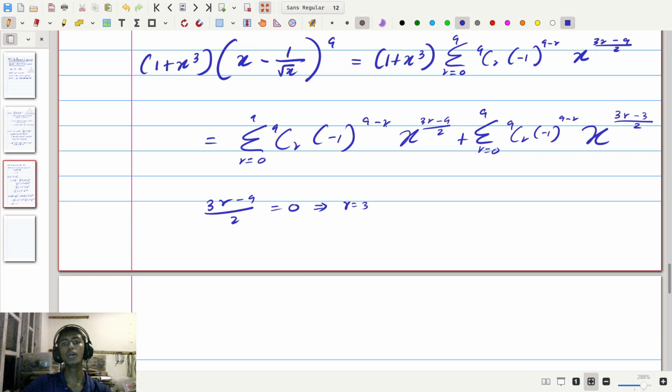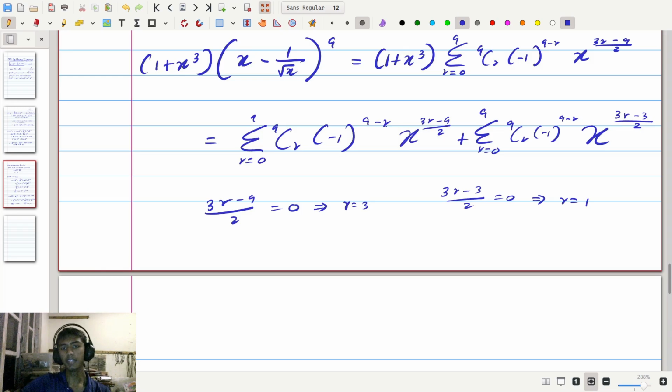So therefore, for this particular sum, at r equals 3, we are going to get a constant term. Similarly, if we consider this other sum, in order to get x to the power of 0, we need this bit here to be equal to 0. So we need (3r minus 3)/2 to be equal to 0. If we write that down, (3r minus 3)/2 equals 0. If we take this 2 to the other side, we can see that 3r minus 3 is equal to 0, meaning that r minus 1 is equal to 0, and thus r is equal to 1.